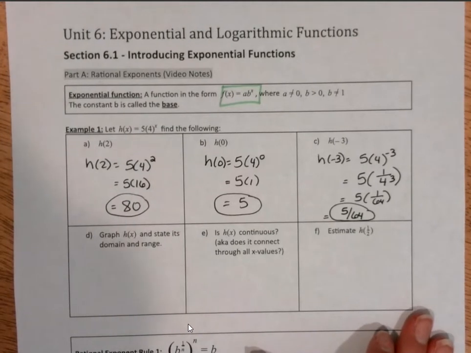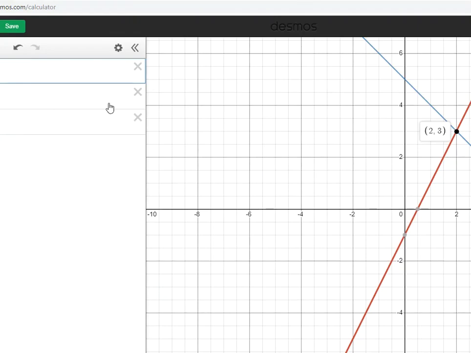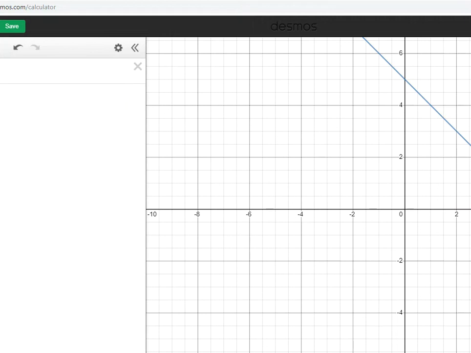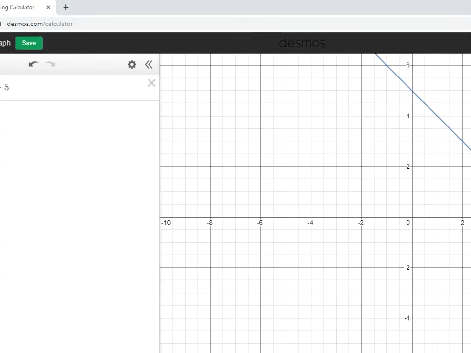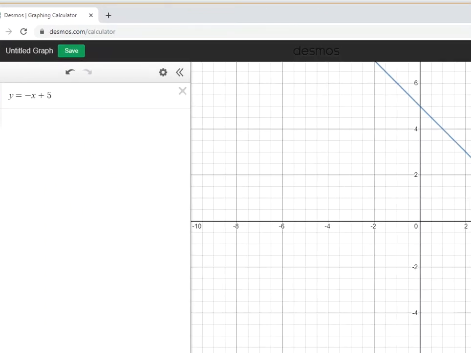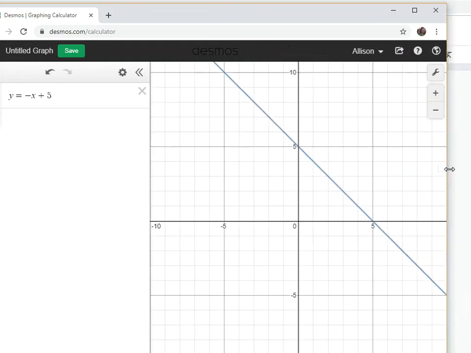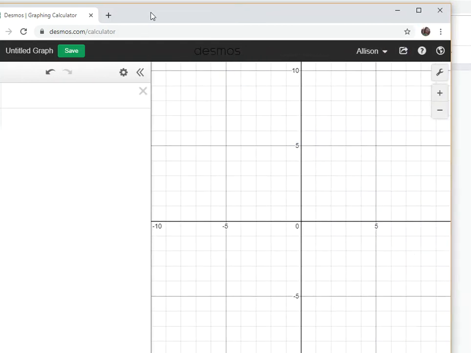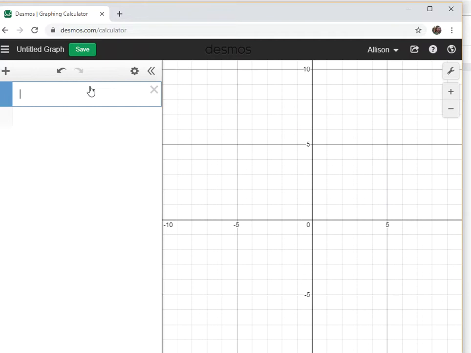Next I want to graph h of x and state its domain and range. Let me clear the graph I had previous and see if I can make it a little smaller so you can see it a little better. It's not going to play nice, but that's okay. There you go. I had something else graphed earlier, so we'll close that. And the function that I want to graph is h of x equals 5 times 4 to the x. And that's the picture of what this graph looks like.